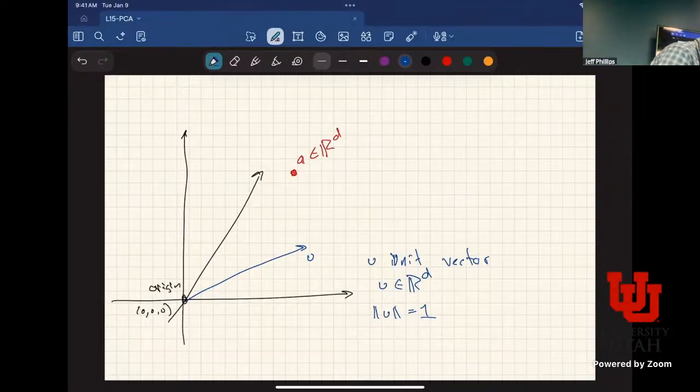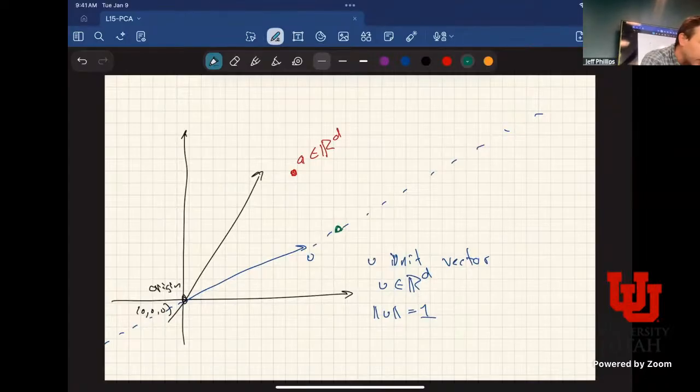This encodes a direction, but no length information. By specifying the length as 1, it doesn't capture any length information. And we can consider the continuation of this. This defines a 1-dimensional subspace. And a really important operation is going to give us this point here. We'll call this point pi of U of the point A, okay?